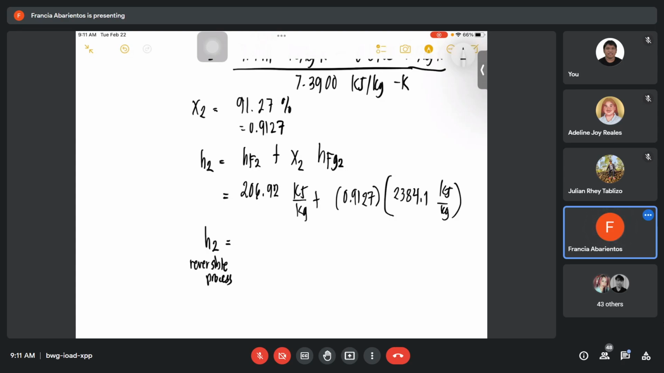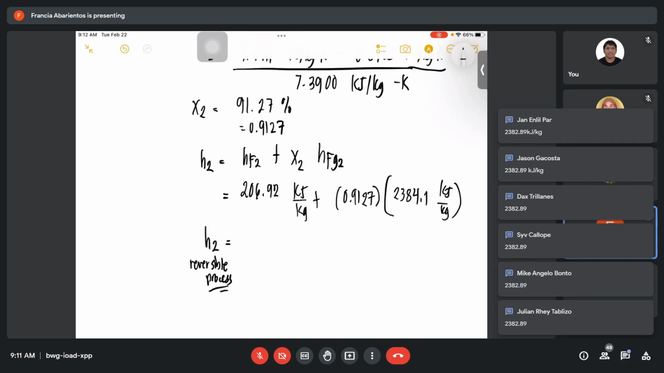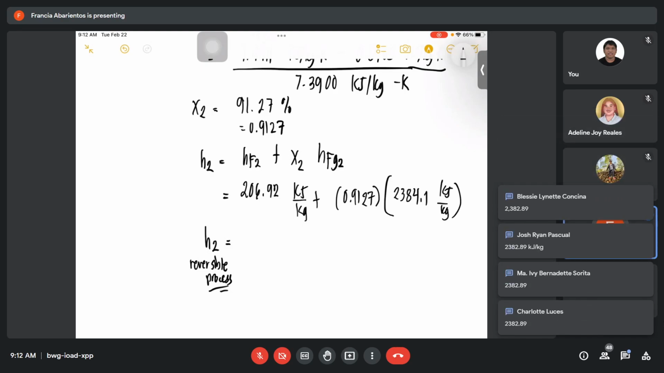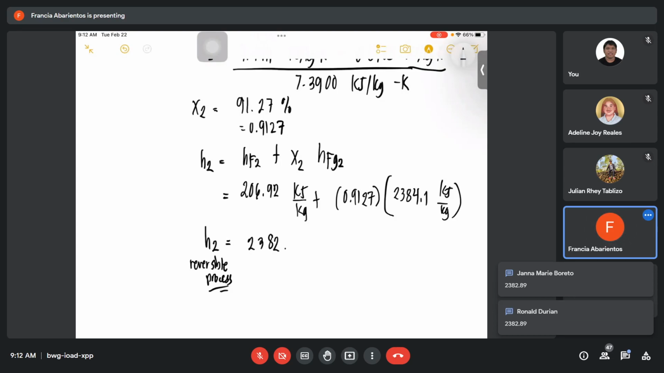Okay. What is now your H2? Okay. Ayan. Okay, lahat ba nag-compute? Baka yung iba lang. 91.27. 2384.1. Yes. 2382.89 kilojoule per kilogram. Okay.